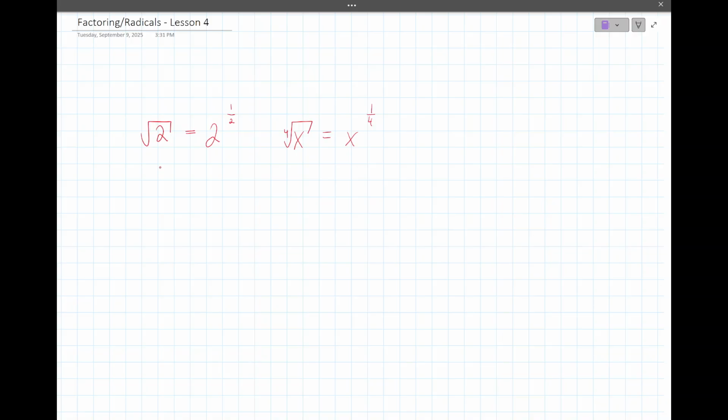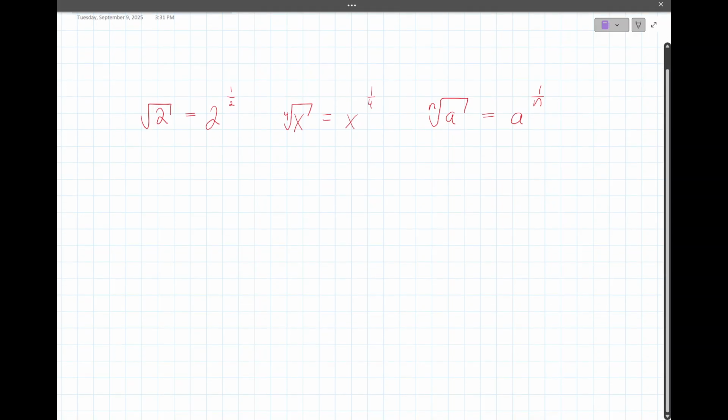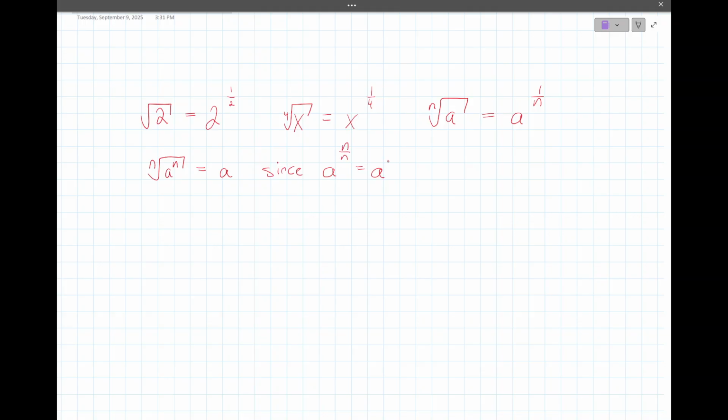And as a generalization, we're just going to say if I have the nth root of a, with base a and an index of n, that's just going to be a to the 1/n. Good. So 3 important rules of radicals. Anytime that I have the nth root of a to the n, that's just equal to a, since this will become a to the n over n, and anything divided by itself is 1.